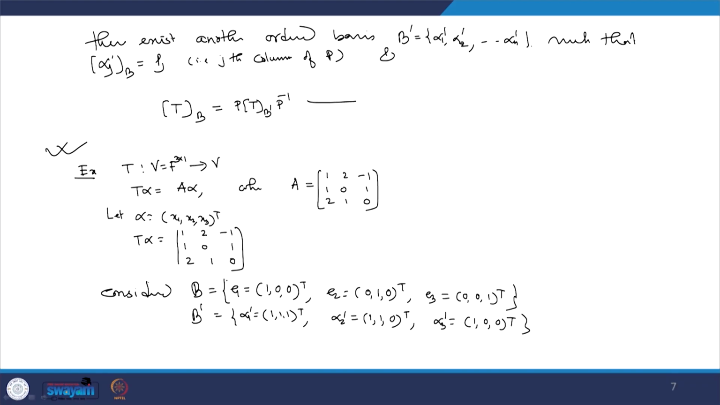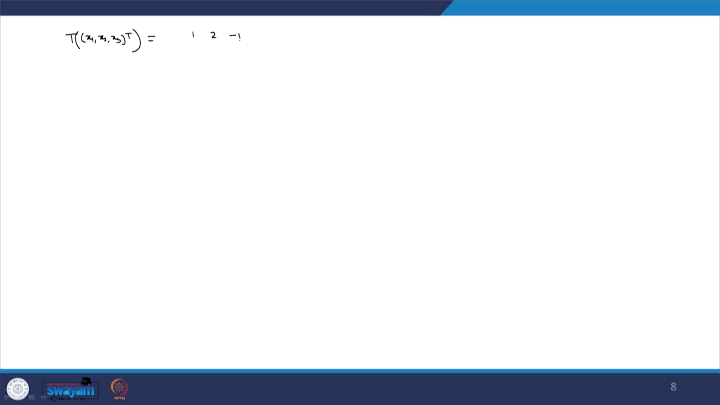Okay. It is given to us T of x1, x2, x3 transpose is equal to the matrix 1, 2, minus 1, 1, 0, 1, 2, 1, 0. So, this is the given matrix A, into x1, x2, x3. Okay. So, this means that let the matrix representation of T with respect to ordered basis B be equal to, say, I can give the name as capital G, some name. Then what is capital G? So, certainly G will be a 3 cross 3 matrix.